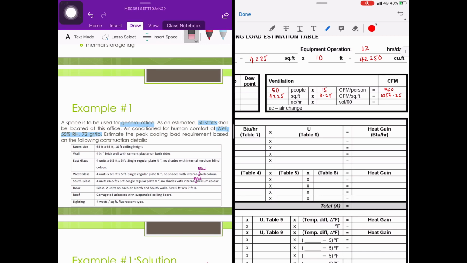For the third item, there are no exchange per hour given from the question. Therefore, we're going to use the value of 1, and the volume divided with 60 is equal to 704.17. Note that volume divided with 60 is this value, 42,250 divided with 60.